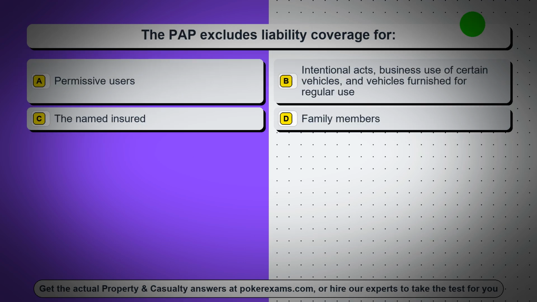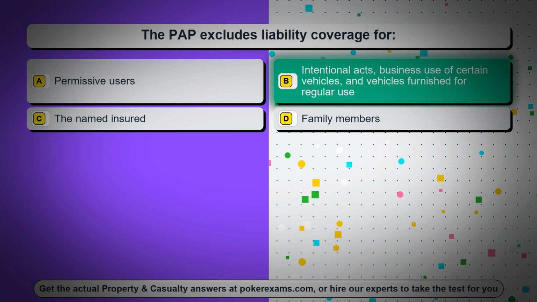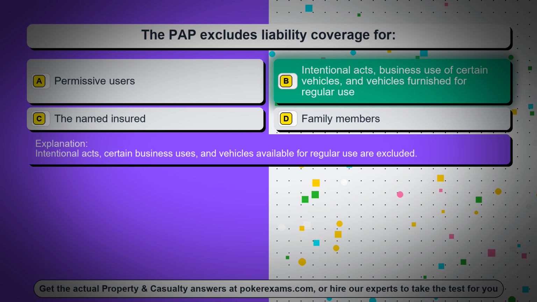Question 51. The PAP excludes liability coverage for option A, permissive users, option B, intentional acts, business use of certain vehicles, and vehicles furnished for regular use, option C, the named insured, option D, family members. The correct answer is option B, intentional acts, business use of certain vehicles, and vehicles furnished for regular use. Intentional acts, certain business uses, and vehicles available for regular use are excluded.